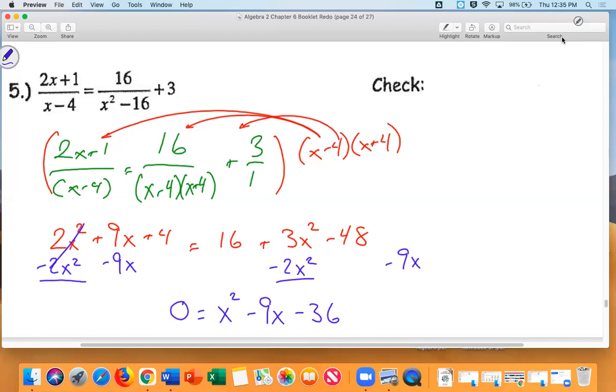So again, I want to find the factors of this. What times what gives me negative 36, but adds up to negative 9? I'm running out of room now. So I did 16 minus 48, negative 32, and then I moved the 4 over. The factors of negative 36 that add up to negative 9 are negative 12 and 3. So I have x minus 12 and x plus 3. So my two answers are x equals 12 and x equals negative 3.